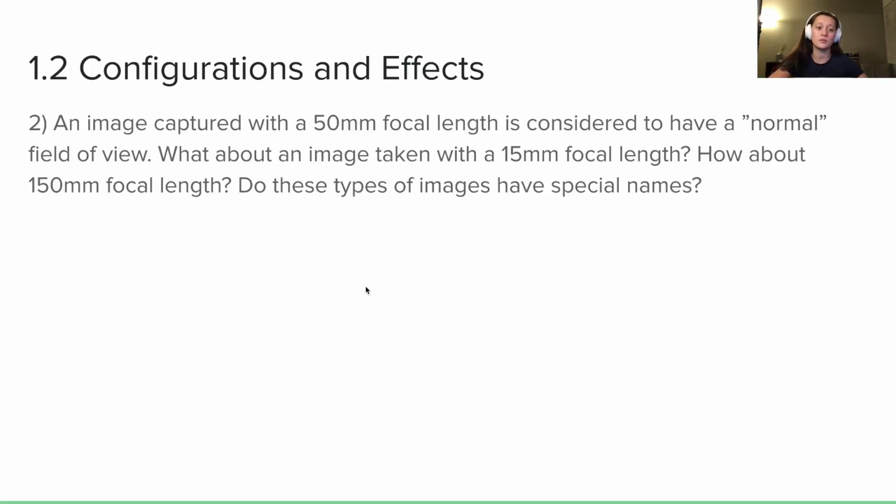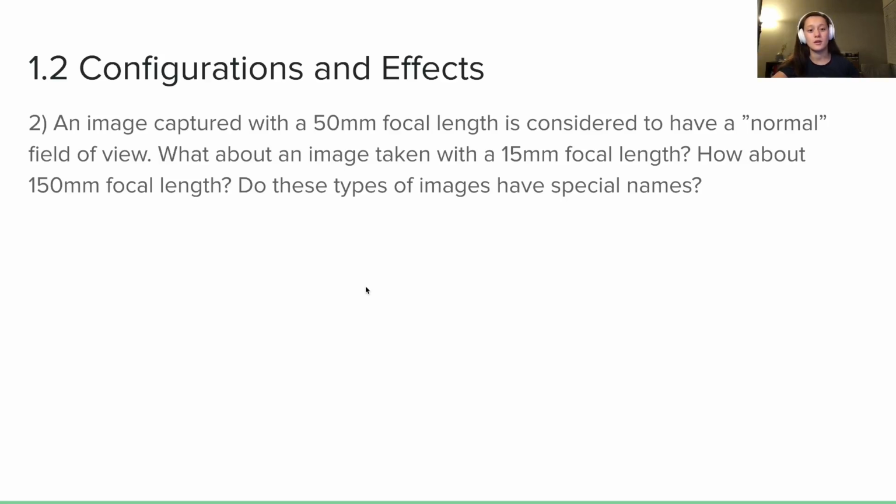Okay, on to number 2. An image captured with a 50mm focal length is considered to have a normal field of view. What about an image taken with a 15mm focal length? How about a 150mm focal length? Do these types of images have special names?